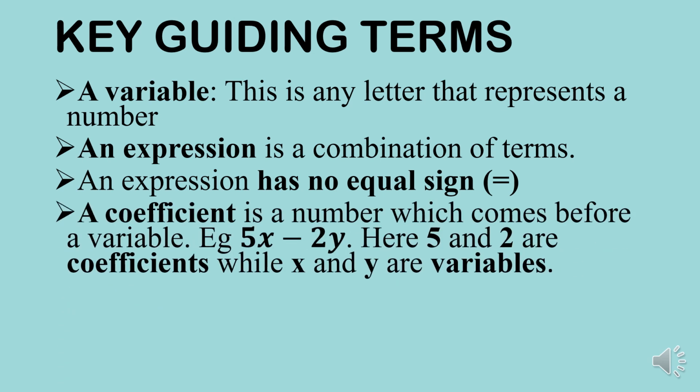A coefficient is a number which comes before a variable, for example 5x minus 2y. In this expression, 5 is a coefficient, and 2 is a coefficient. Note that these are written before variables. 5 comes before the variable x, and negative 2 is written before the variable y. So x and y are variables, then 5 and 2 are coefficients. I hope this is unlocking your understanding so far.